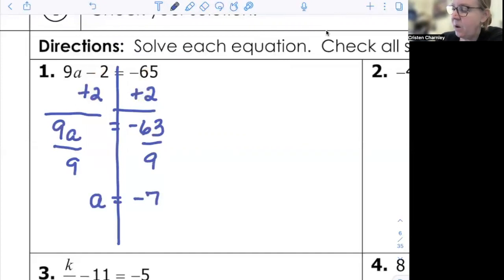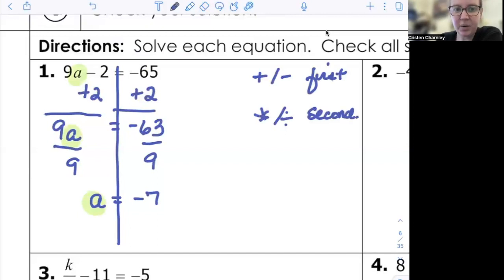Now, why did I start with the 2 first? If you remember, our job is to isolate the variable, which in this case is the letter A. So we want to get everything away from that A. We will do the adding and subtracting first, and then we'll do the multiplying and dividing, whatever it takes to get that variable by itself.